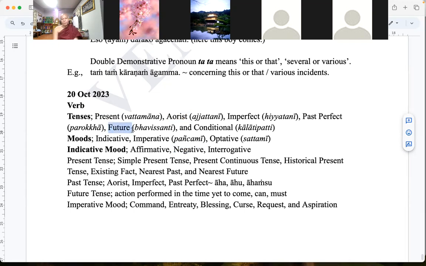also, just affirmative, negative, or interrogative. Based on that, it can be called the indicative mood. Okay, that is fine. In Pali, we don't say any verb termination, so that is just the function of the present, past, and future tense.